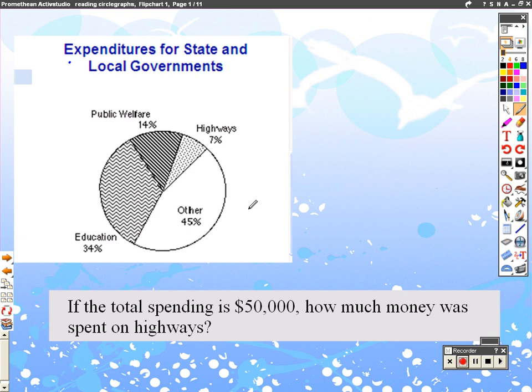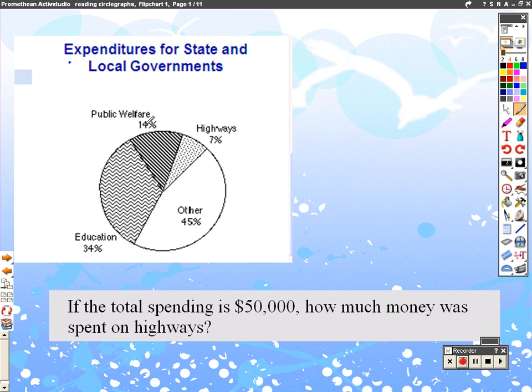Hi, in this video we're going to be working with circle graphs, and just like the other day when you were working with graphs, it's important to read the title and know what we're looking at. This particular circle graph works with expenditures for state and local governments. We can see that they spend 14% on public welfare, 7% on highways, 45% on other, and 34% on education.